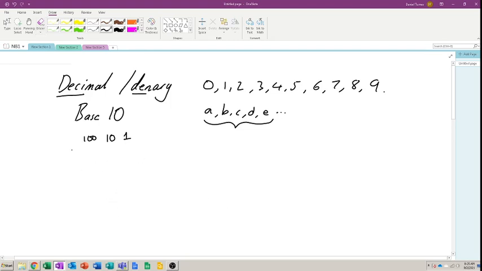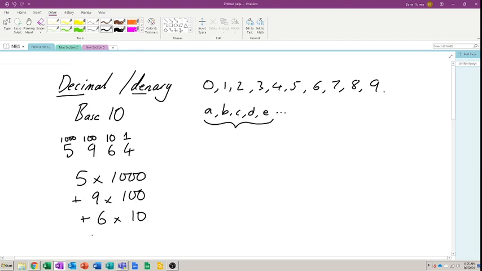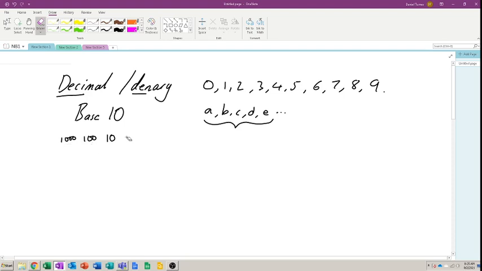I could rewrite all that and have a different number. Let's make it a little bit bigger. Let's have the number 5,964. So clearly I have another column here that now means thousands. So I can write out 5 times 1,000 plus 9 times 100 plus 6 times 10 plus 4 times 1. This is our logic in our number system. And there are some important lessons to learn here which will make a lot more sense for binary.